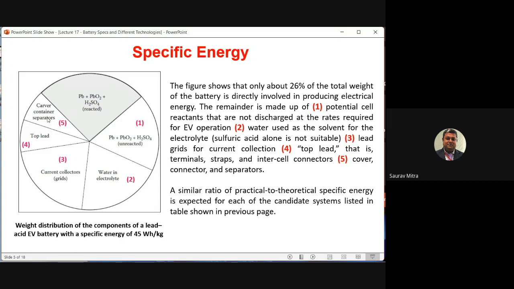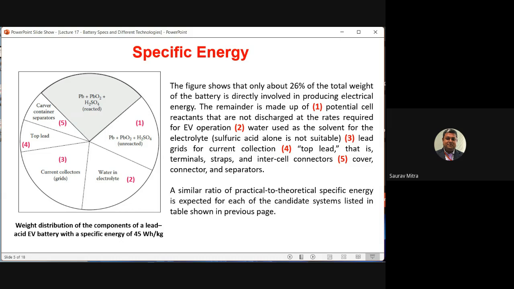And last thing is cover, container, and separators. So these two, 4 and 5, they are mainly the body, that is the outside body, which we call chassis. Third number is current collector, second number is water in electrolyte, and number one is un or non-reacting reactants. So this constitutes a total of 74%, and this 74% are non-energy generating elements. But whenever I am saying a battery, at that time this 100% is considered in that watt hour per kg. In that kg, all these 100% are being considered. But in that, only 26% is generating energy, remaining are not.